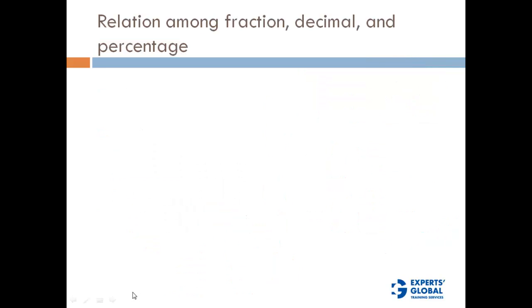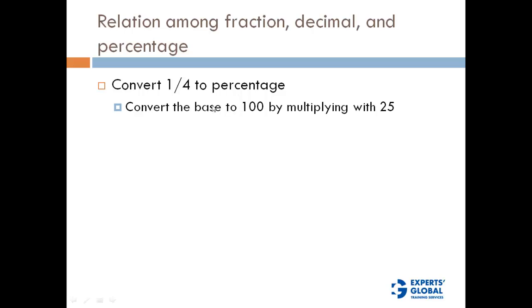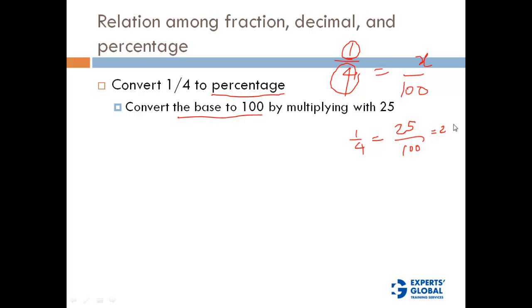Let's now look at how to convert fractions, decimals and percentages from one form to another. So convert 1 by 4 to percentage. The rule here is we want to convert it into a percentage, so we need to get the base as 100. How do we convert 1 by 4 to something by 100? We have to multiply the denominator by 25, so we'll also multiply the numerator by 25. So 1 by 4 is equal to 25 by 100, which is also written as 25%. Correct? So this is how we convert a fraction into percentages.